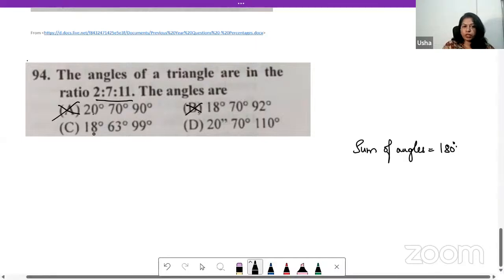Now take the next one. 18, is it a multiple of 2? Yes. With 2, I can multiply 9, I will get 18. Then 63, can I write it as 7 into something? Yes. 7 into 9 is 63.